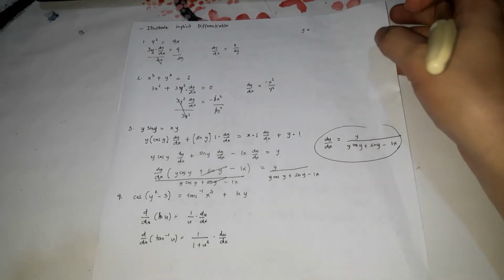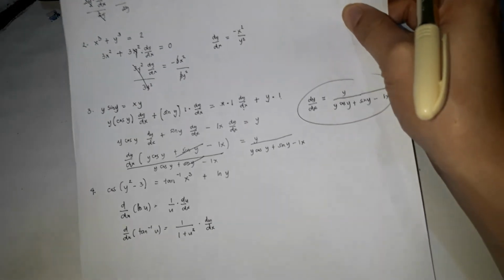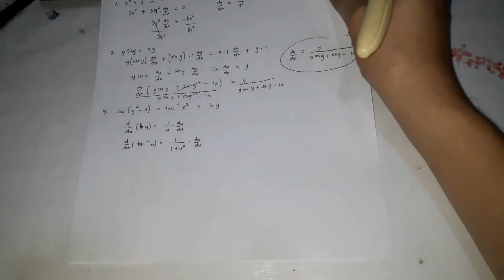Next, for our next example, we need to know these two facts. For the first one, yung derivative ni ln u is equal to 1 over u times du over dx. For the derivative of tan to the negative 1 u is equal to 1 over 1 plus u squared times du over dx. To better understand that, we're going to solve number 4.